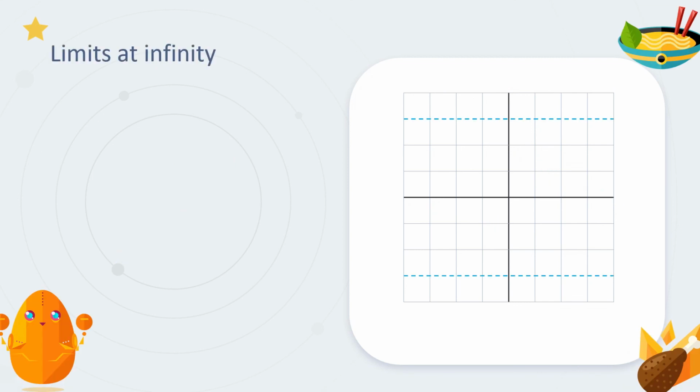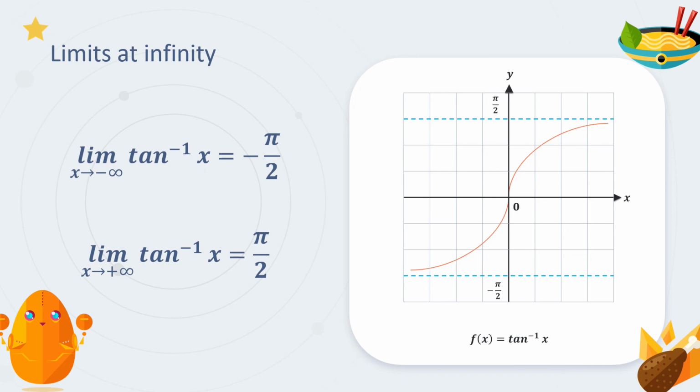Example 2. The limit of tan inverse x as x approaches negative infinity equals -pi/2, and the limit of tan inverse x as x approaches positive infinity equals pi/2. The line y equals pi/2 is a horizontal asymptote of f in the positive direction, and the line y equals -pi/2 is a horizontal asymptote in the negative direction.